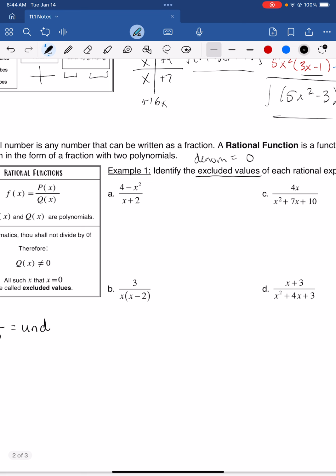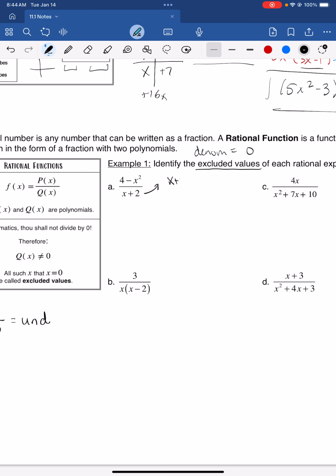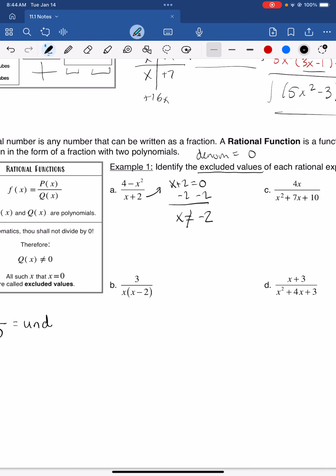So all we're going to do here is we're just going to take our denominator and we're going to set it equal to 0. All right, so we get minus 2 on both sides. X equals negative 2, but it in fact cannot equal negative 2 because that's our excluded value. Because if we plug that back into our equation here, it'll make the denominator 0.